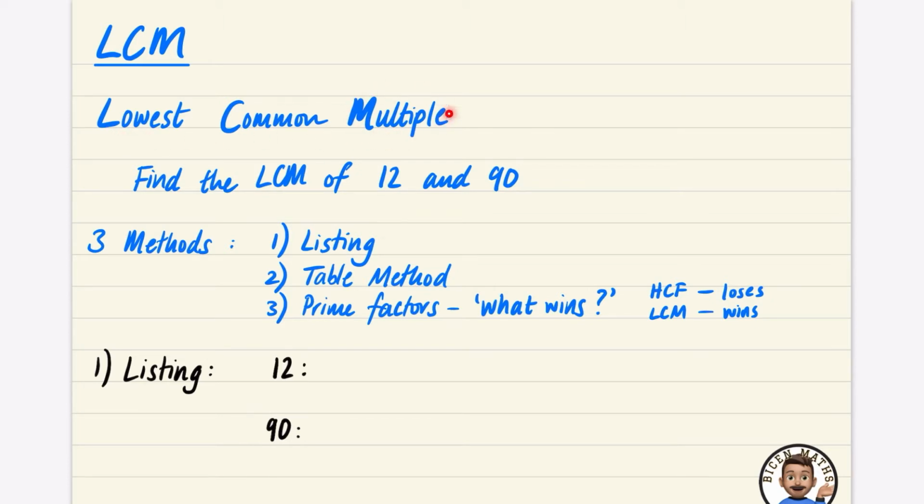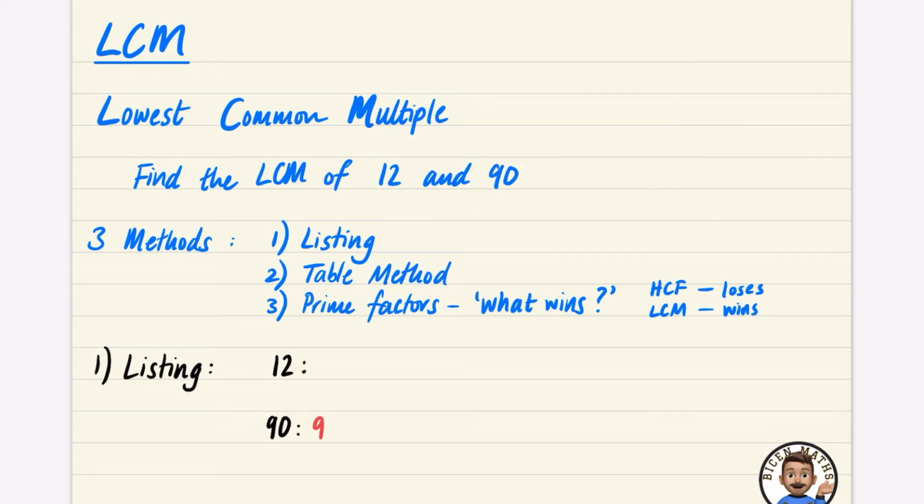Now, the listing one kind of gives us really what the definition actually is. We're going to list the multiples of 12 and 90. We're going to see which ones they have in common, meaning they both have it, and then we're just going to pick the lowest one. So first of all, I'm going to start writing down the multiples. I'm actually going to write down the multiples of 90 because it's bigger. So I'm going to write down the 90 times table.